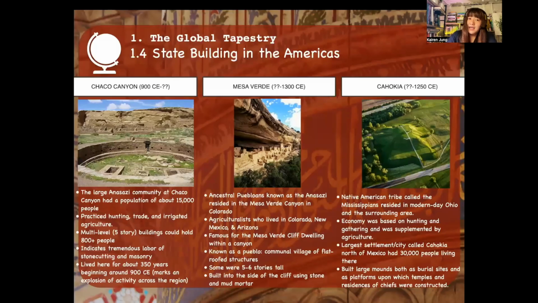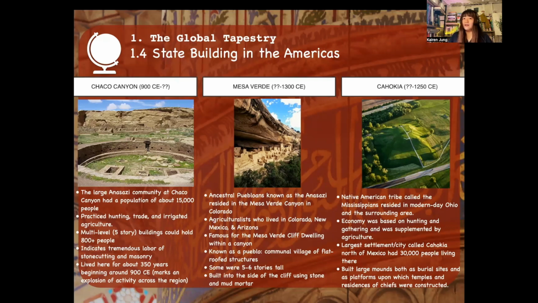Let's look at Chaco Canyon, which started in 900 CE, and we're not sure when exactly it ended. It was the largest Anasazi community. You do need to know about this. The CED demands it. It had a population of about 15,000 people. They practiced hunting, trade, and irrigated agriculture. They had multiple-level, 5-story buildings that could hold over 800 people. There was tremendous labor, stone-cutting, and masonry, and people lived here for about 350 years, beginning around 900 CE. This marked an explosion of activity across the region.